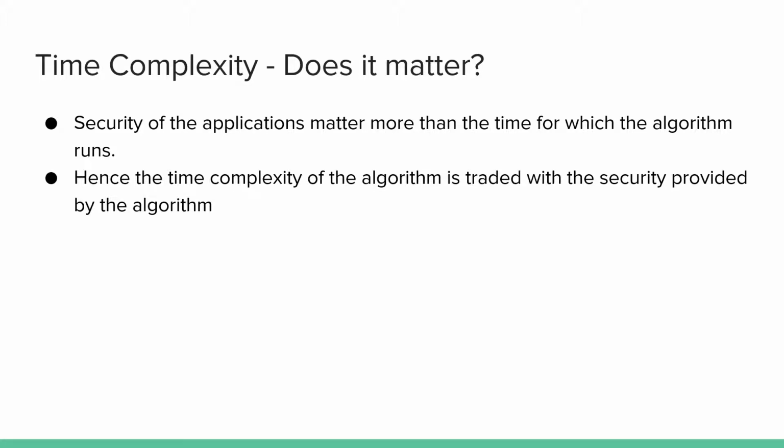Fortuna is a cryptographically secure algorithm, which means that given the first k bits of a random sequence, there's no polynomial time algorithm that can predict the k plus 1th bit with probability of success greater than 50%. So here, the time complexity doesn't really matter because the output has to be very secure.